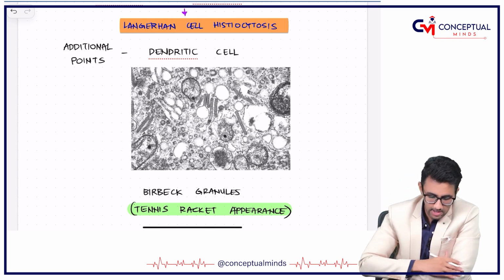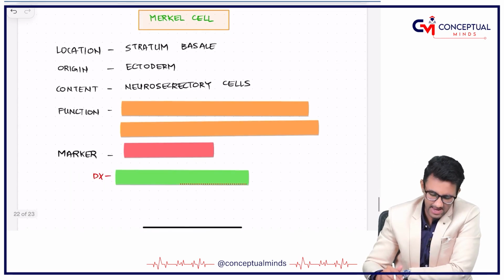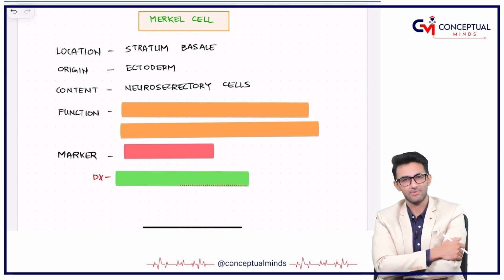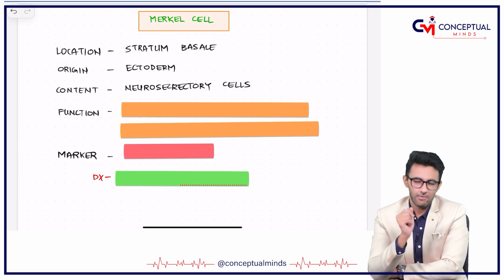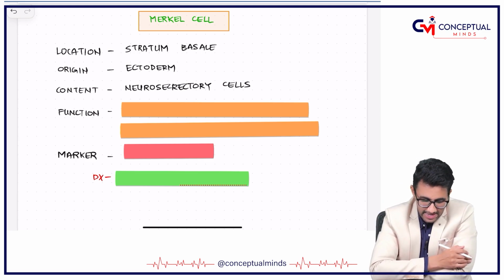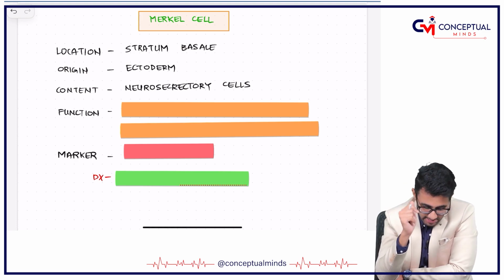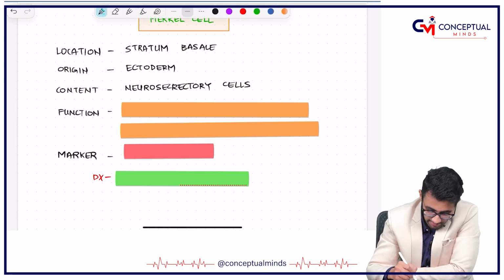Now let us move on to the next cell, the Merkel cell. Where was the Merkel cell? It was at the very base, right? So what does it do? It is for fine touch and two-point discrimination. It is a mechanoreceptor. Let us write all these points, and mind you, all these are very important points.